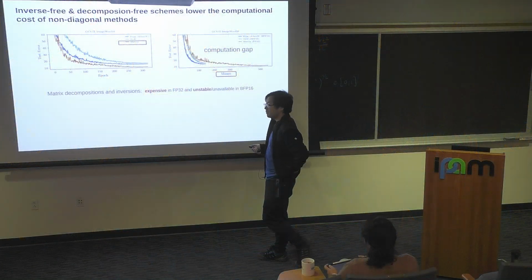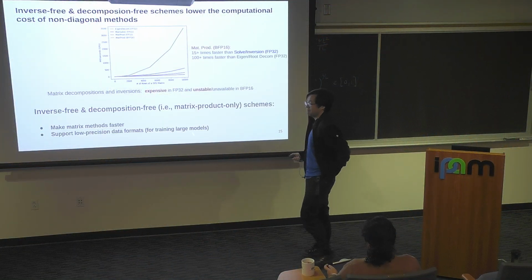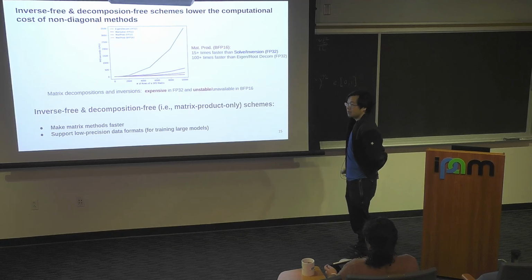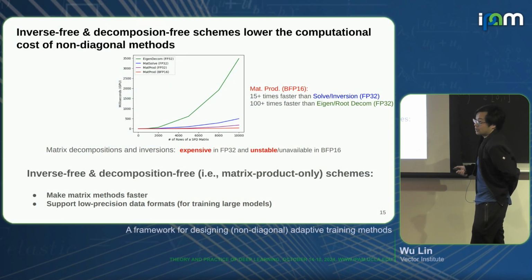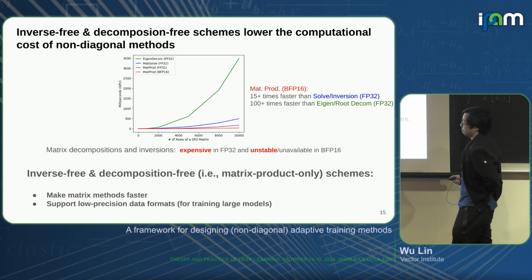Okay. So which means that in fact, we can make the update scheme faster and also support low precision data formats if we're only using matrix multiplications. And this is necessary for training large neural nets because we're often using a single low precision data format.